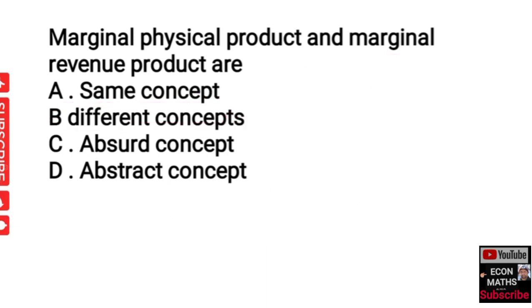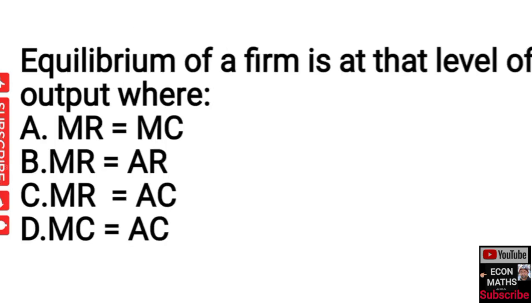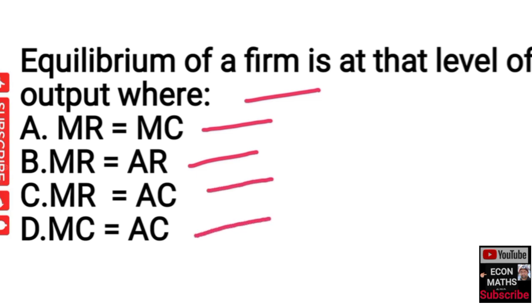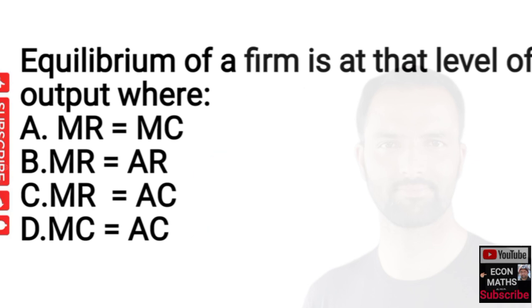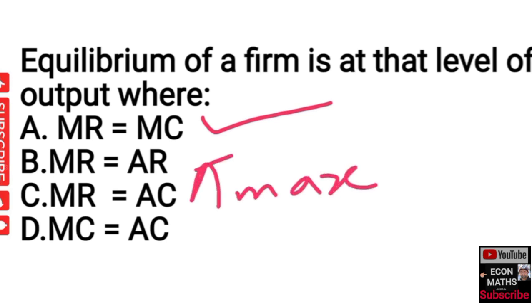Okay, so coming to the next question. The question is: equilibrium of a firm is at a level of output where... we are told what the equilibrium level of output is. The options are: marginal revenue is equal to marginal cost, marginal revenue is equal to average revenue, marginal revenue is equal to average cost, or marginal cost is equal to average cost. So obviously the correct option should be marginal revenue is equal to marginal cost. That is the profit maximizing condition.